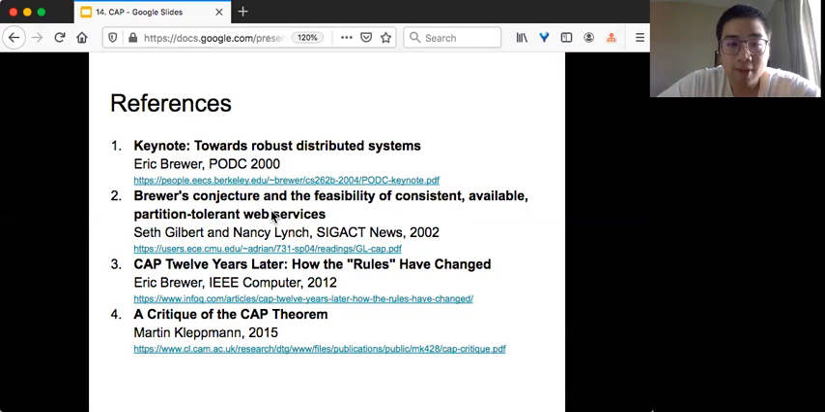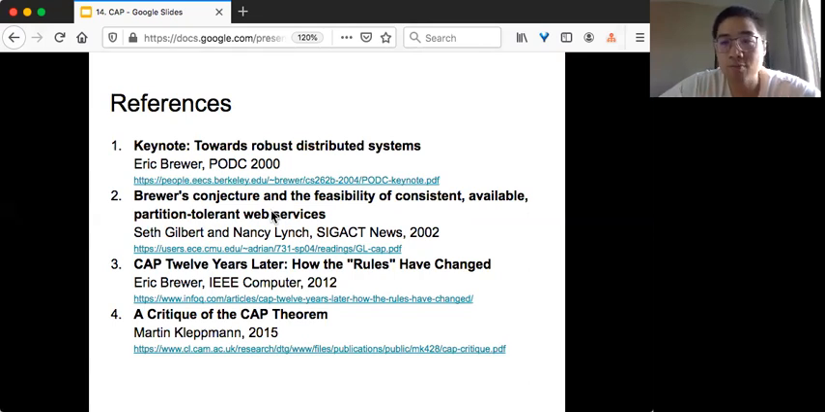Later, the industry said, oh, that's pretty nice. We have this kind of theorem, so we need to build something that can be explained by this theorem, or apply this theorem somehow in our system. But then there was tons of confusion and different interpretations.